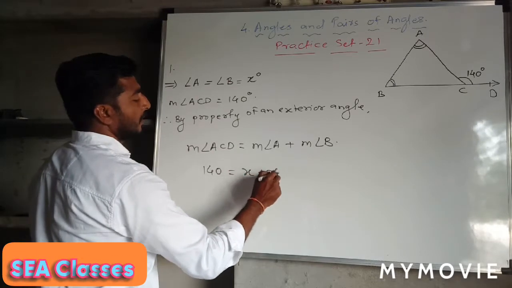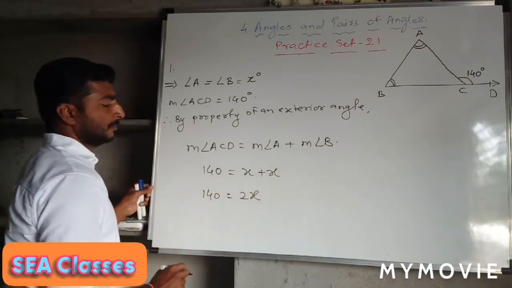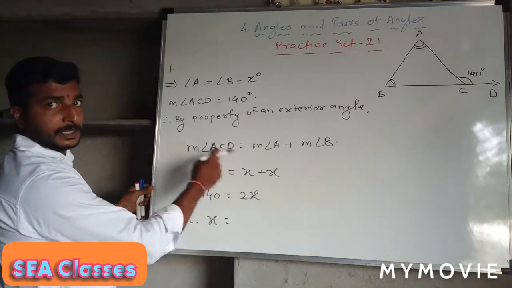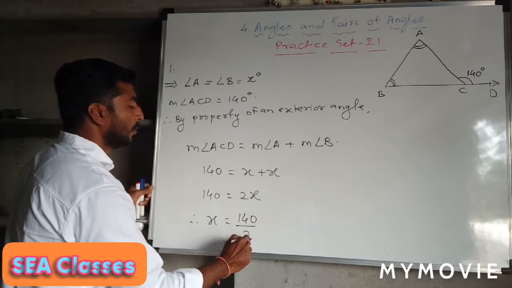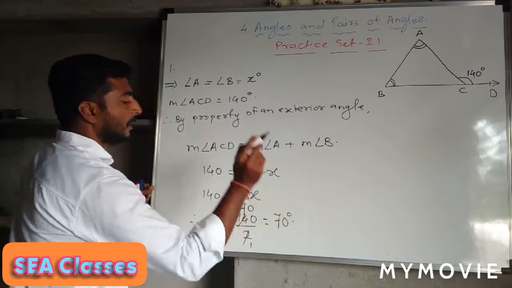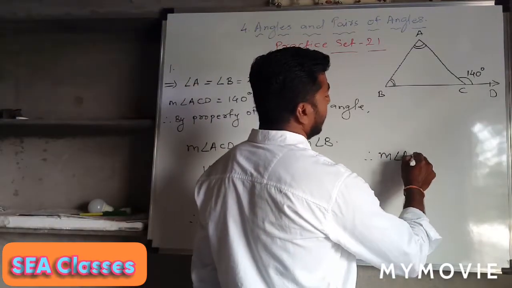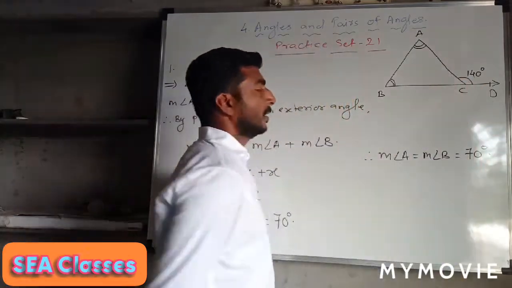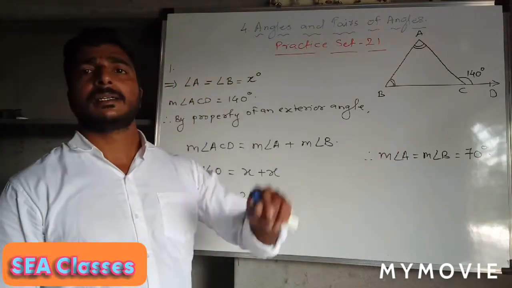So x plus x. So that will be 140 is equal to 2x. Therefore, x is equal to, now this 2 will go to the left side and it will divide the 140. So 140 will be divided by 2. 2 ones are 2, 2 sevens are 14, and 0. So that is equal to 70 degree. Therefore, the measure of angle A, which is equal to measure of angle B, is equal to 70 degree. Therefore, the measure of angle A and angle B will be equal to 70 degree.